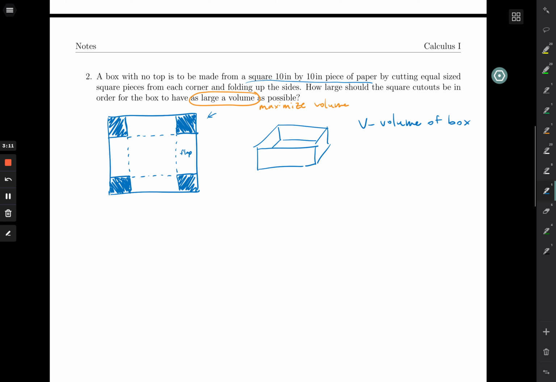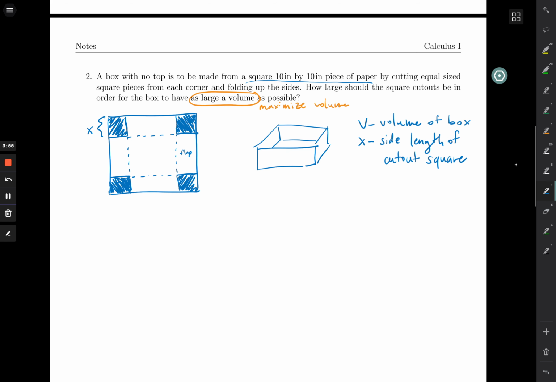And then the other thing that we're going to need to label, the thing that might be changing, is the side length of this square. So I'll just use X for that. So we'll say that X is the side length of the cutout square. Okay. The other information that we are given in this problem is that we start out with a 10 by 10 square, a 10 by 10 piece of paper.